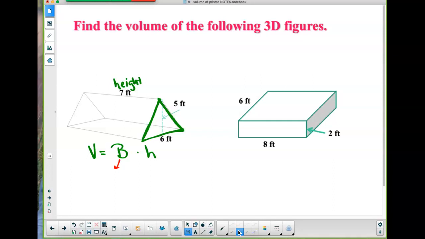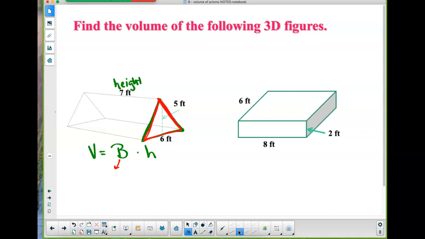6 times 7. Careful, the triangle. So you almost have to ignore everything else and only look at the triangle right now. How do I find the area of that triangle? Brooklyn. 6 times 5. Close. Remember, it's a triangle. Oh, divided by 2. Yeah. So we have to do 6 times 5 divided by 2 because it's a triangle. Okay, 6 times 5 is 30, divided by 2 is 15.